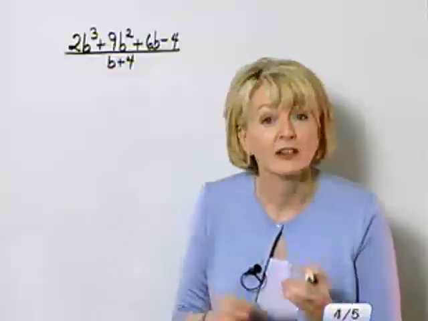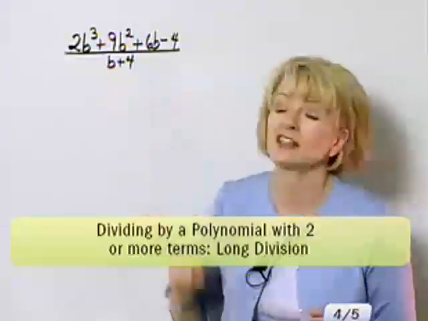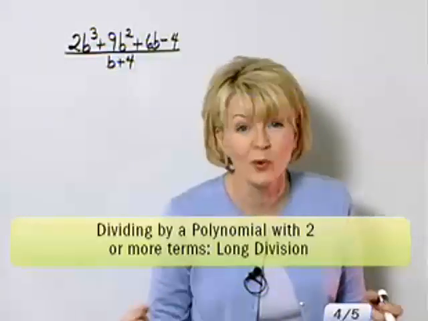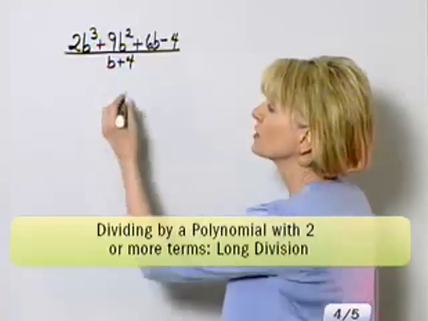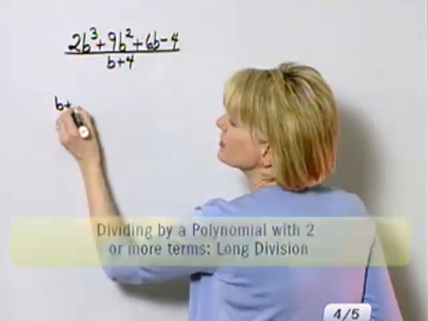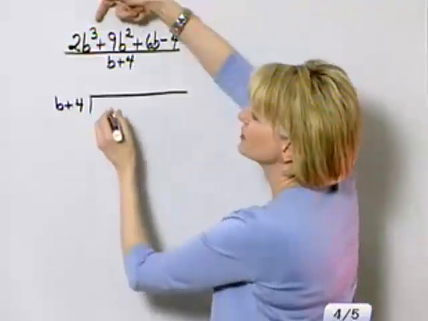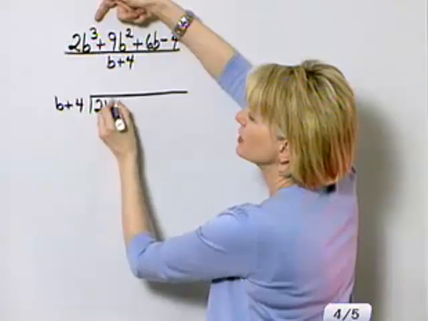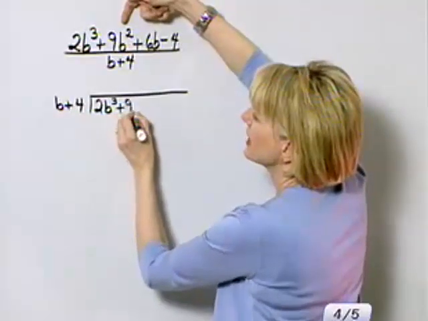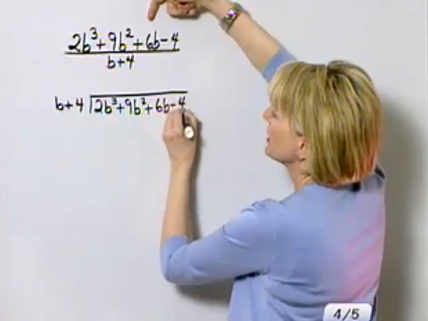Let's practice long division of polynomials. Why am I long dividing? Because the divisor is 2 or more terms. So again, long division. The b plus 4 is the divisor. This is the dividend, so I'll rewrite it. 2b cubed plus 9b squared plus 6b minus 4.